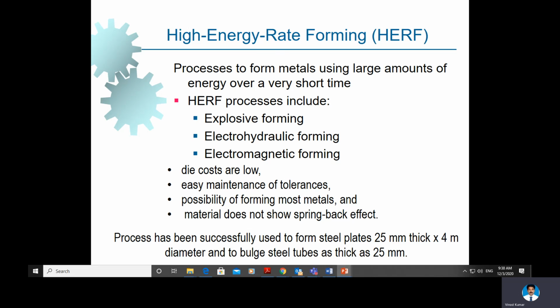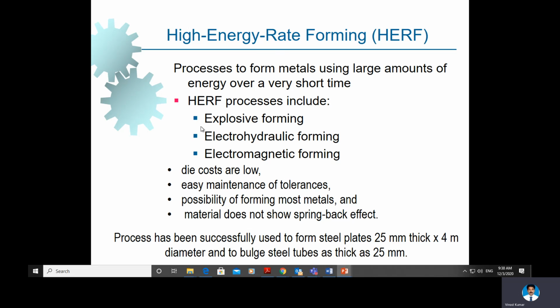So in explosive forming, what we have is a charge of explosive. When it explodes, what happens? It produces pressure waves or shock waves with very high velocity over the range of 120 meter per second. And these shock waves could be used to deform or for the forming operation. That's the advantage of high energy rate forming process.